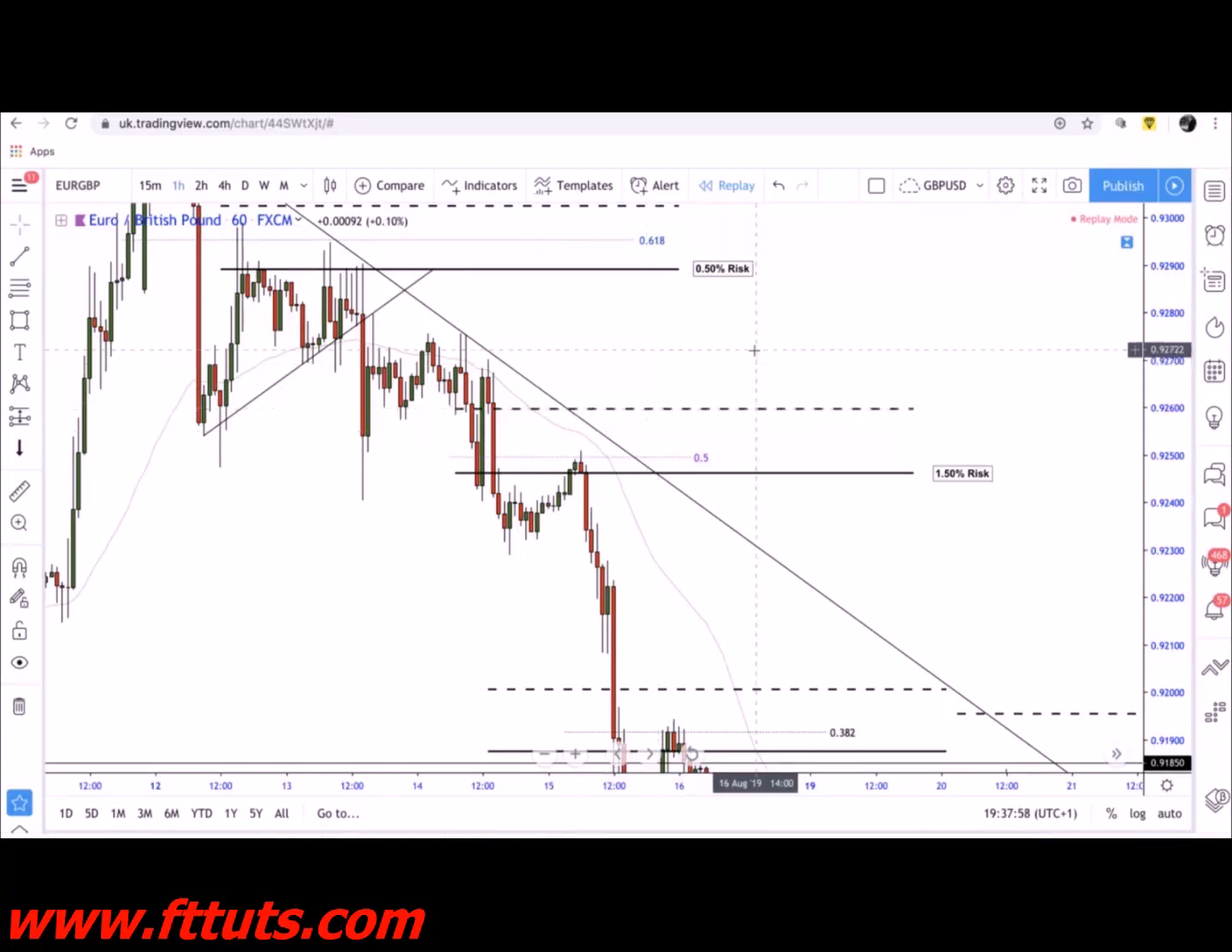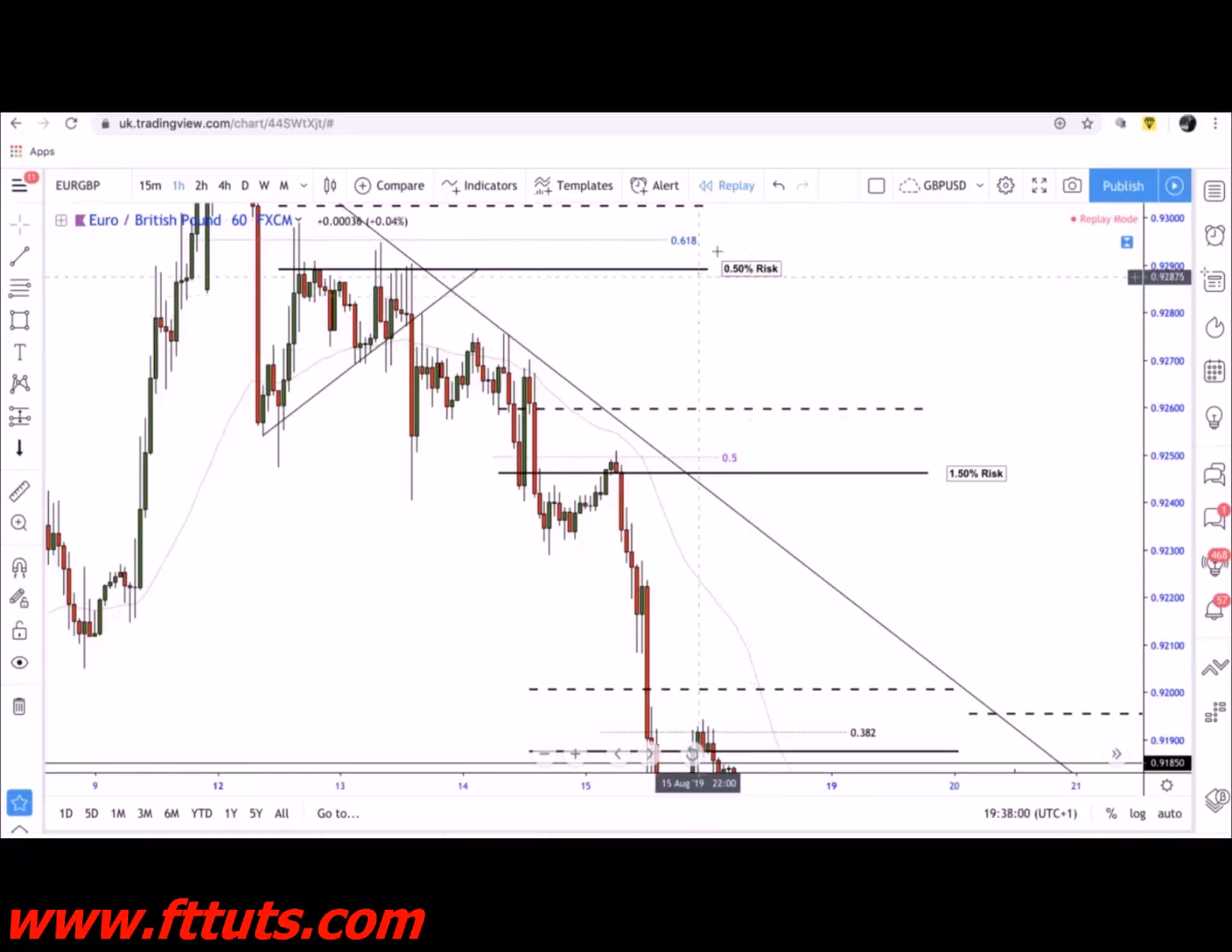So now you've got 2% risk. Okay, you've got 2% risk. Now this one's locked in. This one's not yet locked in. Your stop loss is above here.